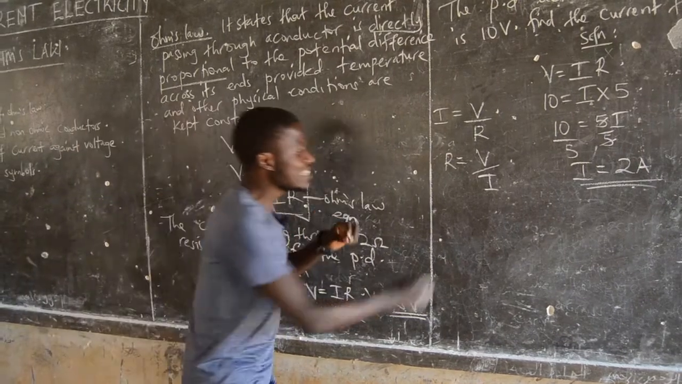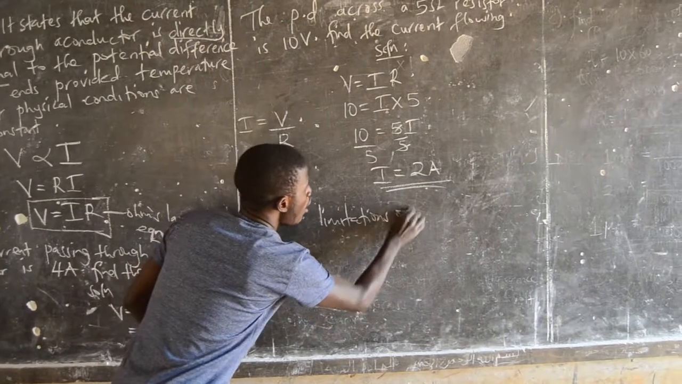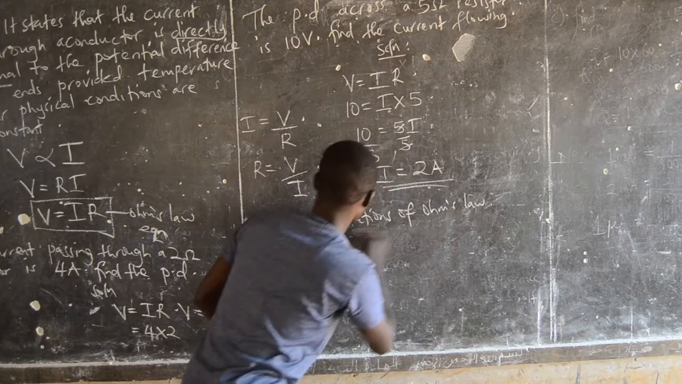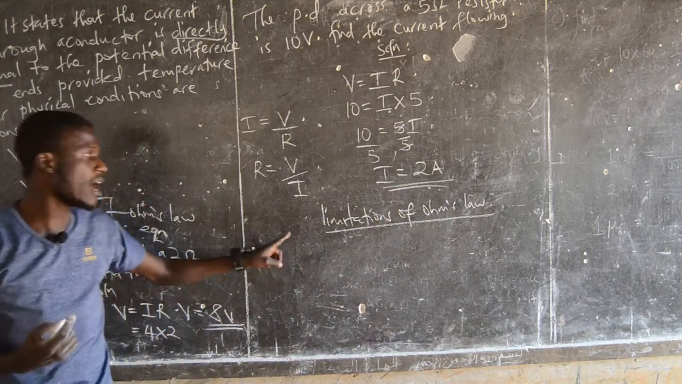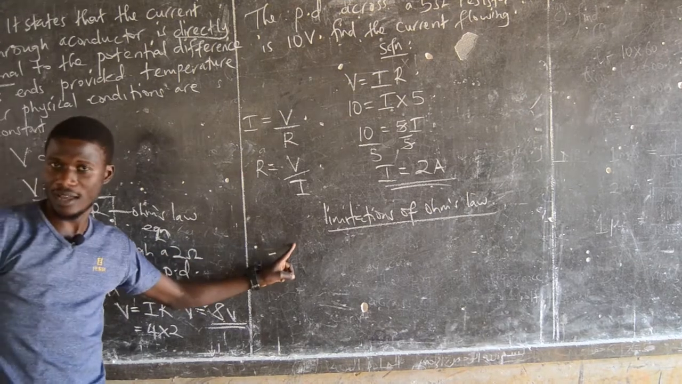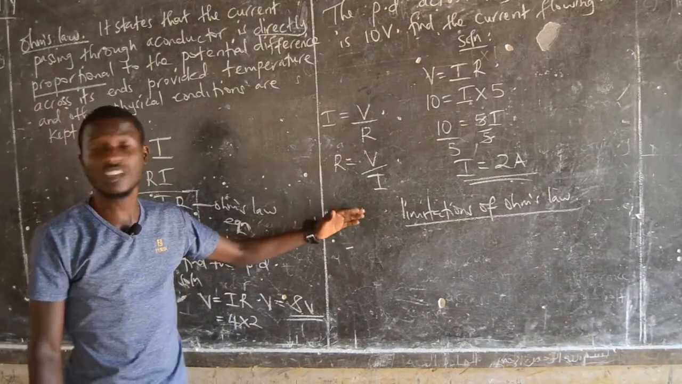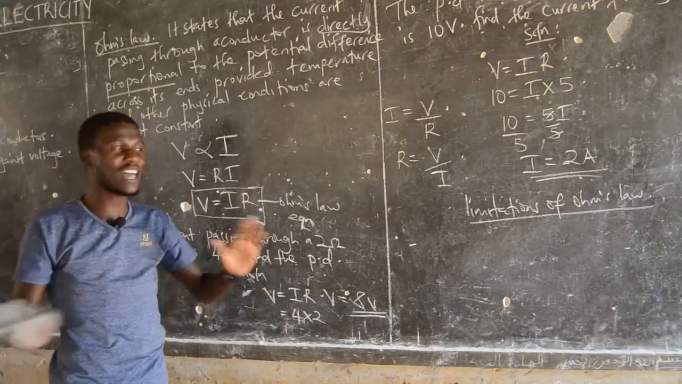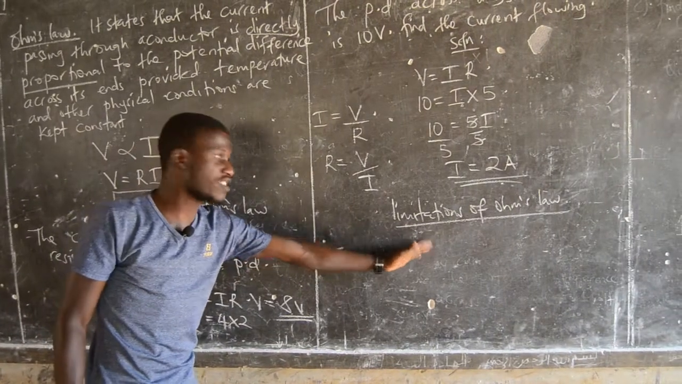That means that some of the limitations of Ohm's law: it is only applied when temperature is constant, temperature and other physical conditions. That's why it is restrictive. That means if temperature is not constant, the law does not apply. It's only applied when temperature is constant.